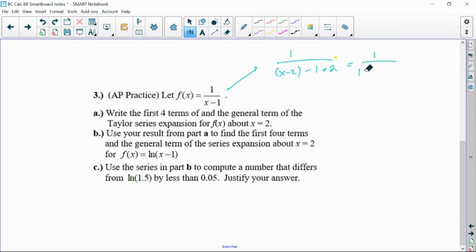And then that's plus x minus 2, because when I start to try to write this as a geometric series, the non-negotiable is this has to be a 1. It's a over 1 minus r.